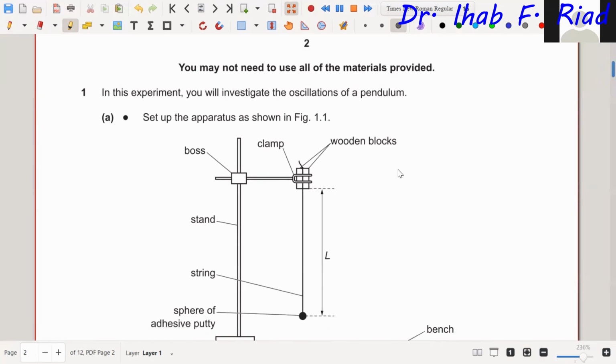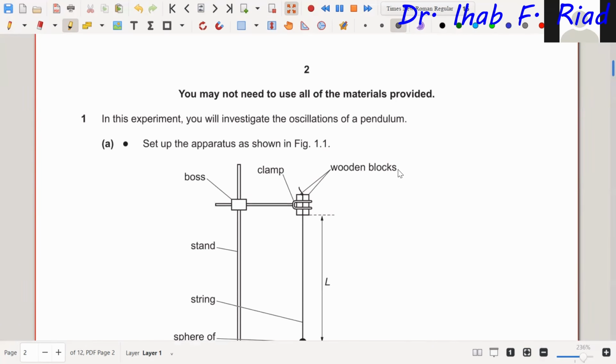Now for question number 1. In this experiment, you will investigate the oscillation of a pendulum. So do you know what is the meaning of an oscillation? Yes. Periodic motion, right? Periodic motion of a pendulum. Okay.